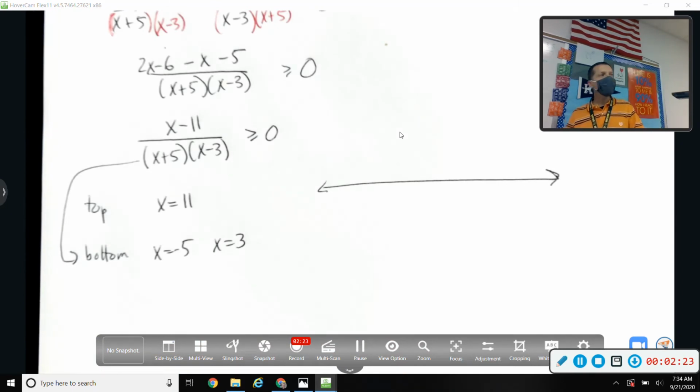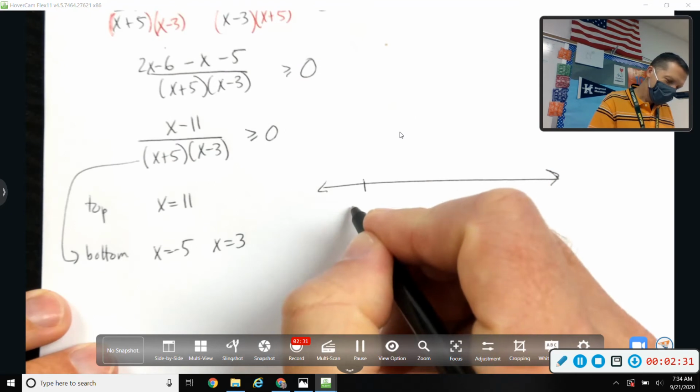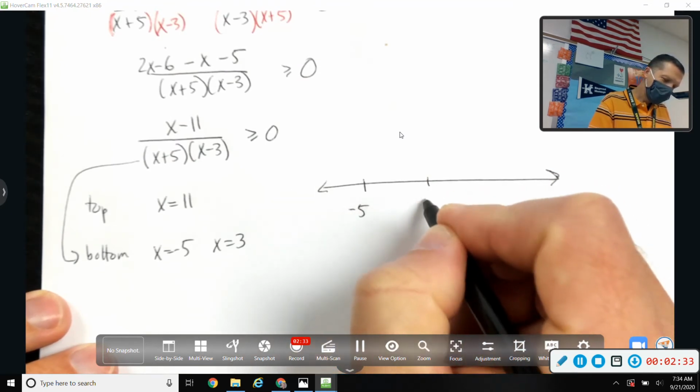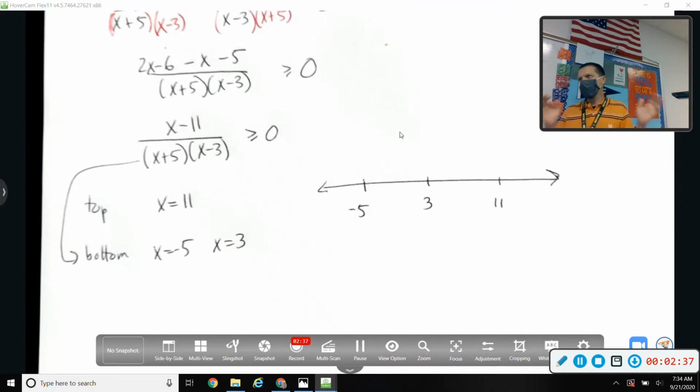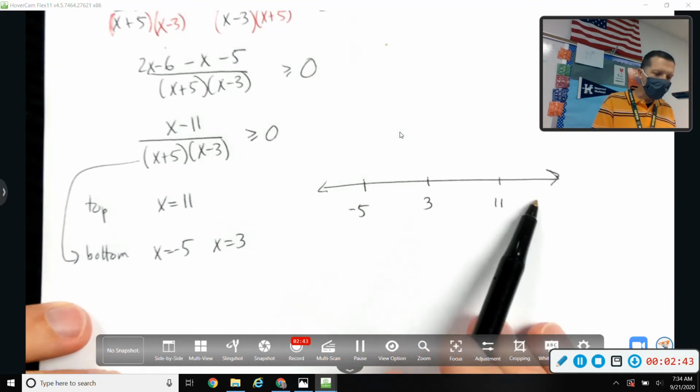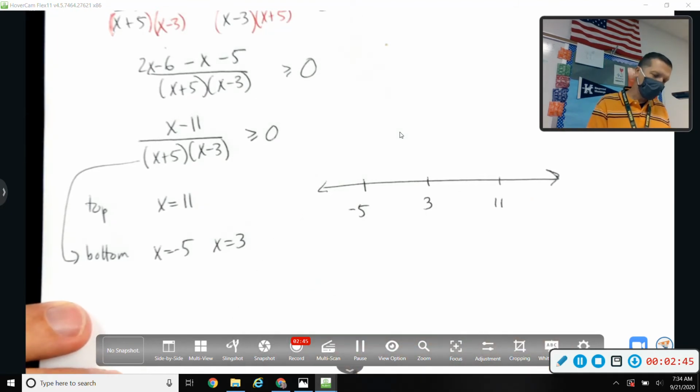And so now I've got all the zeros. I can put them on the number line in order. Please put your numbers on the number line in order. So negative 5, 3, 11. And again, you don't have to worry about the spacing. That's not the point of the thing. It doesn't have to be scaled correctly. You just need them on there in the right order. That way we can tell where to shade.